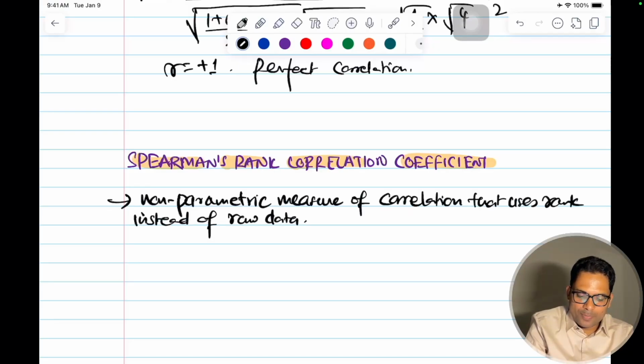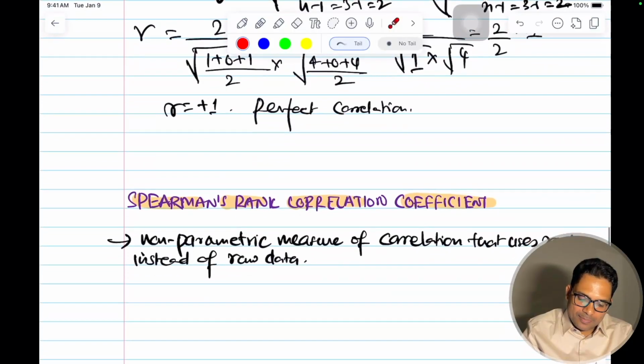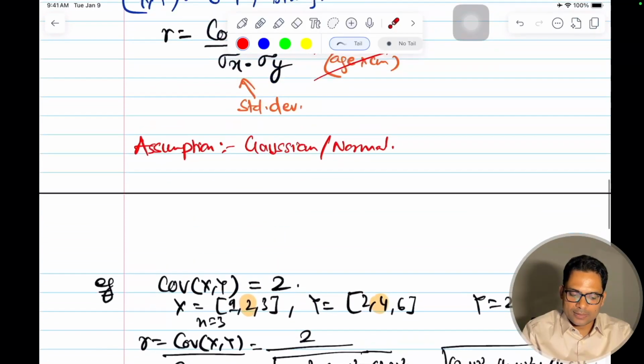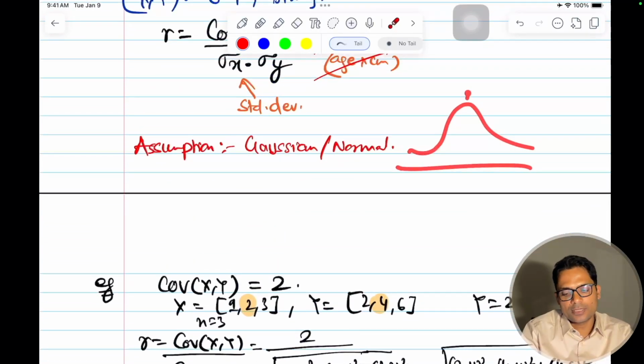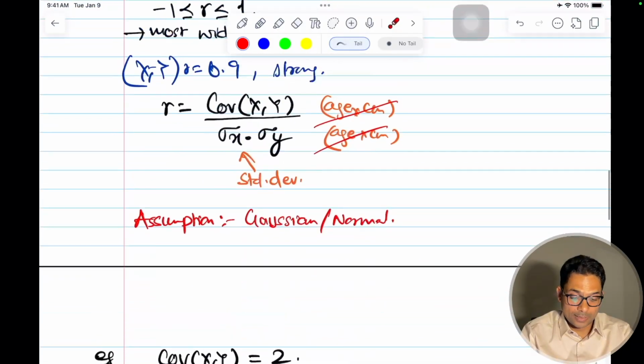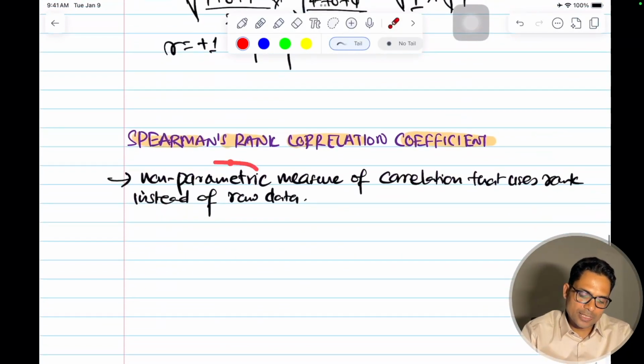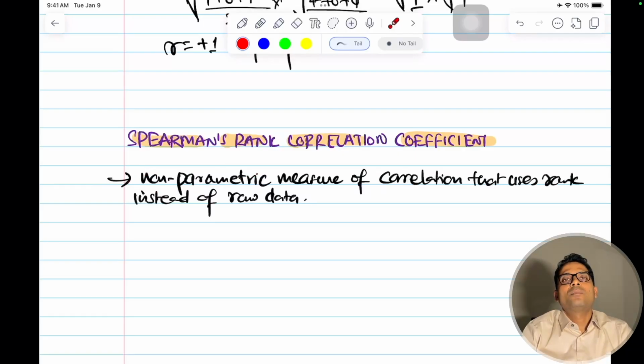And what does non-parametric mean? Pearson's was parametric because it assumed that the underlying data is Gaussian, normally distributed, bell shaped. Non-parametric means it doesn't assume anything about the underlying data distribution. That's why this is a parametric metric, and that is why the other is non-parametric.